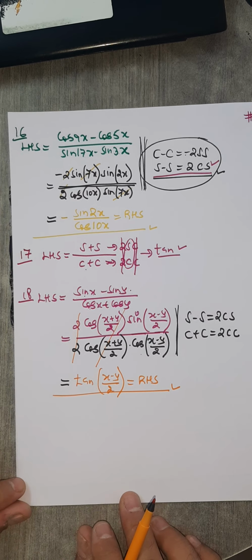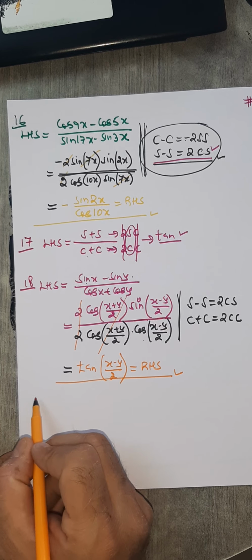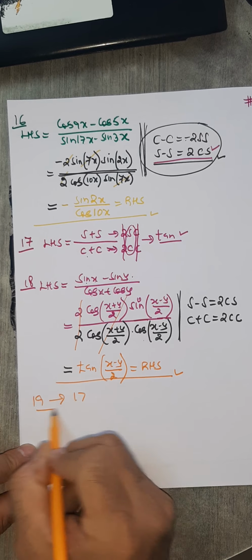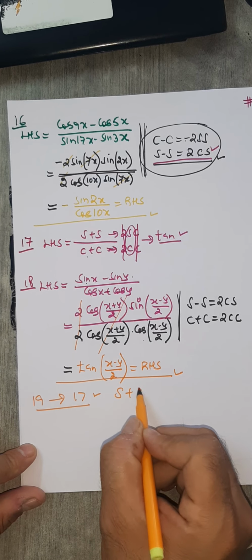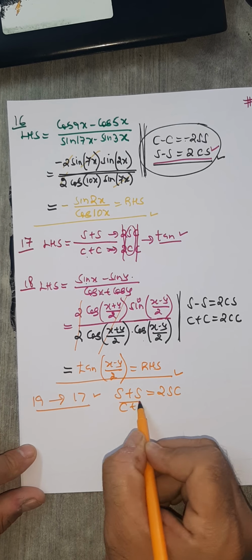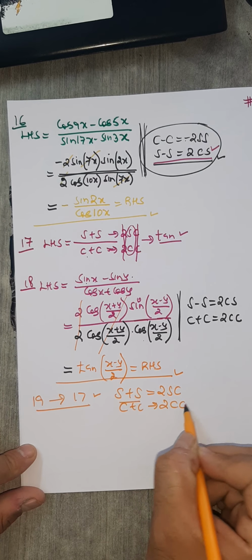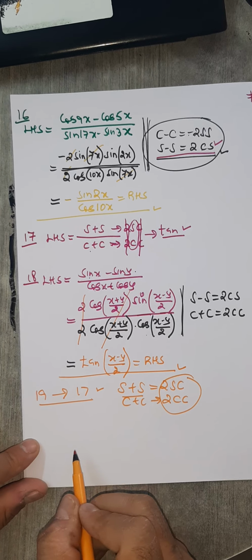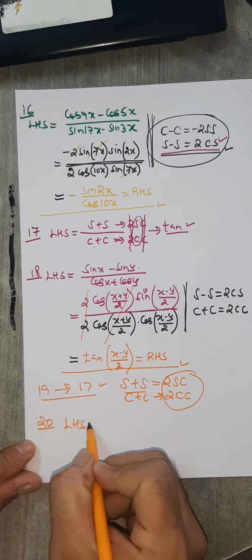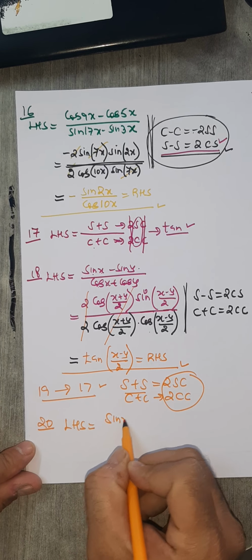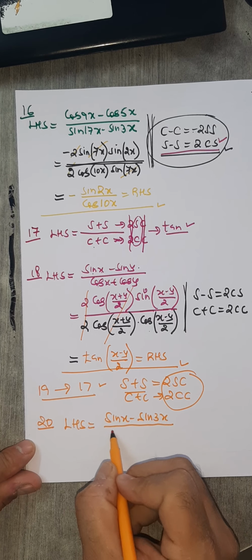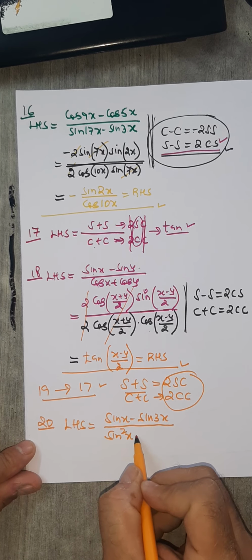19 is the same question, I'll not do that. 19 is just the same as 17. Use just s plus s, which is 2sc in the numerator, and c plus c, which is 2cc in the denominator, and you will get it cancelled. Question number 20 here. What is LHS here? LHS is sin x minus sin 3x upon sin square x minus cos square x.